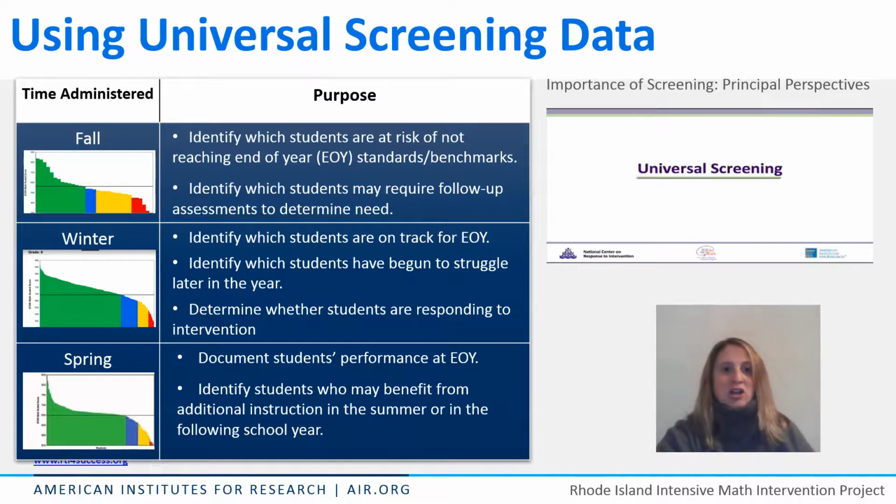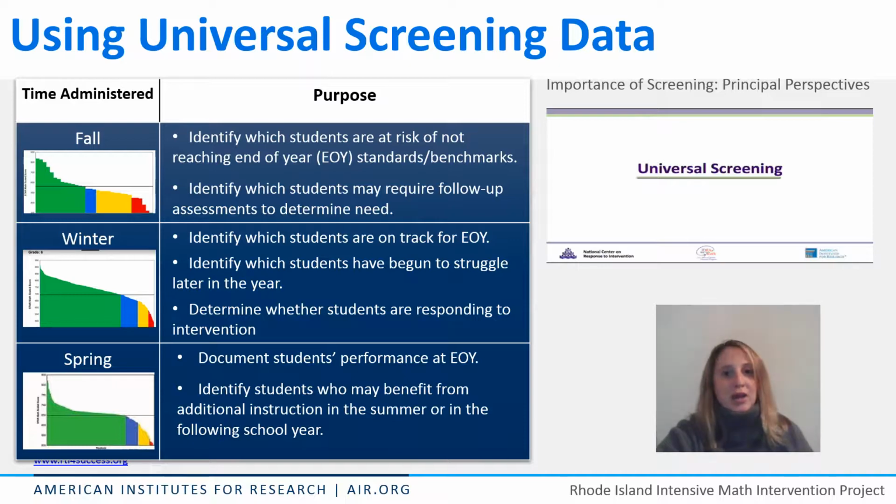On the slide, you can see the graph image on the left for the fall, winter, and spring to see how that percentage has changed over time. Another example is in the winter, we can identify which students are on track to meet the end of year benchmark. We can use it to identify students that might have begun struggling, but were not necessarily at risk in the fall, and we can determine whether students are responding to current interventions.